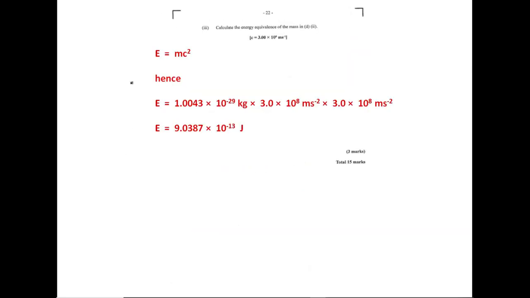So once you work out your delta M, it asks to calculate the energy equivalence of the mass in D2. And they gave us the speed of light as being 3 times 10 to the 8 meters per second. So please remember to square the speed of light using your answer and putting in your units. Never forget your units. You stick them in there, and I got 9.0387 times 10 to the negative 13 joules.